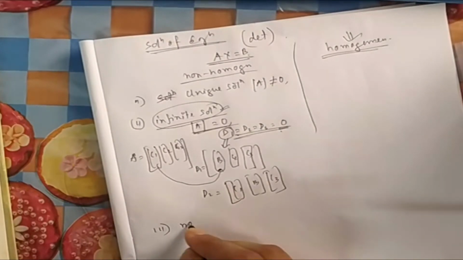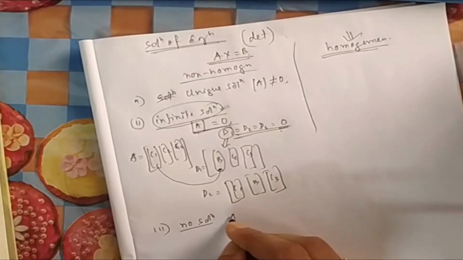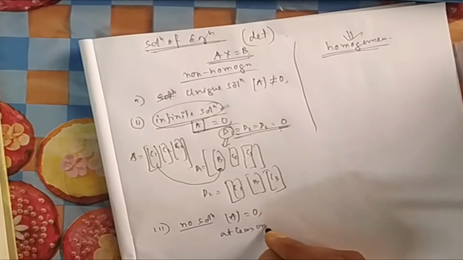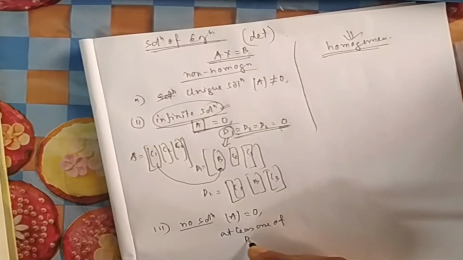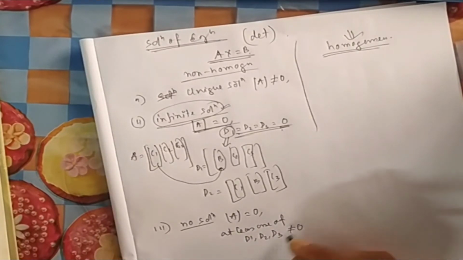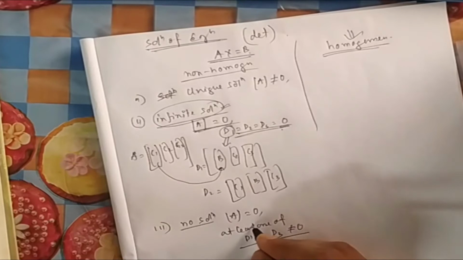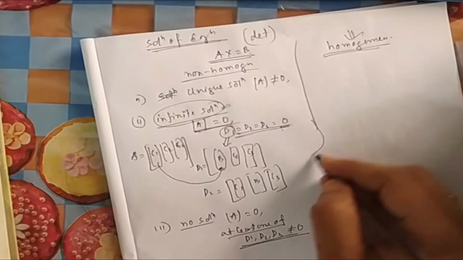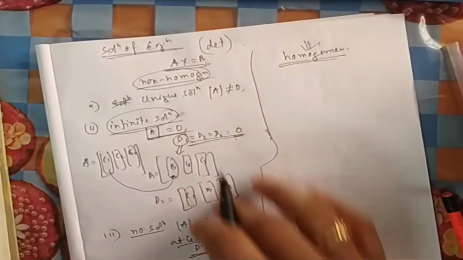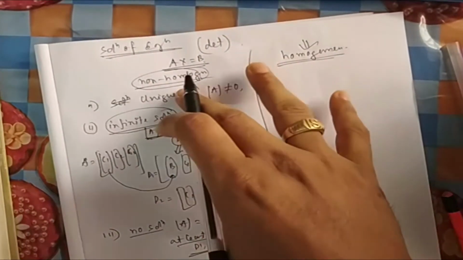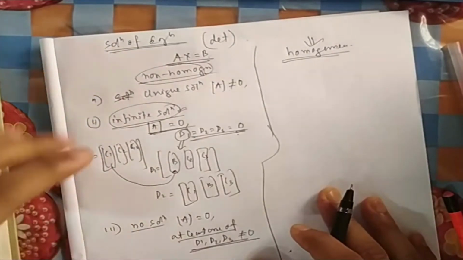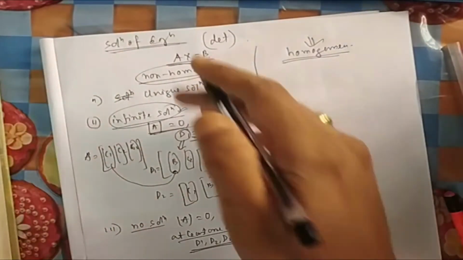The third one is no solution. For no solution, determinant of A is 0 and at least one of D1, D2, D3 should be not equal to 0. Not all, at least one. If at least one is not equal to 0, that means you will get no solution. For non-homogeneous, you know these cases, but they are not so applicable. Rank is very easy, but because I want to show you, that's why I have explained this one.